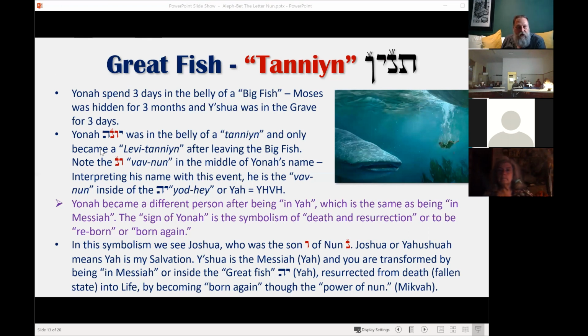Now, in looking at the picture of Yonah's name, the fish is depicted by Yod Hey, which is Yah, and Yonah, or the man, is the Vav and the small Nun.